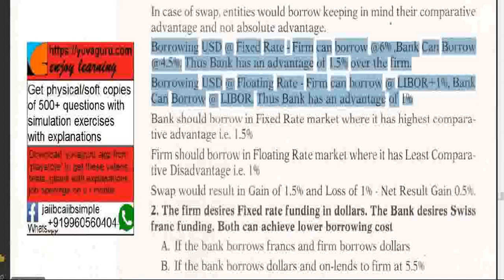This holds only if they act combinedly. In the forex market, many times the firms and the banks act as partners rather than as customer and bank, so that in certain areas the firm has an advantage, in certain areas the bank has an advantage. So the gain over here is 0.5. Let's move to the next question, you will understand it better.